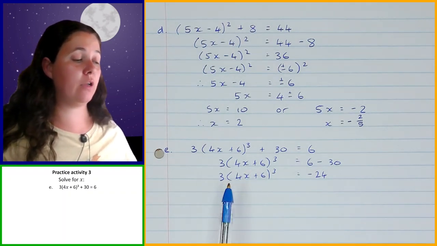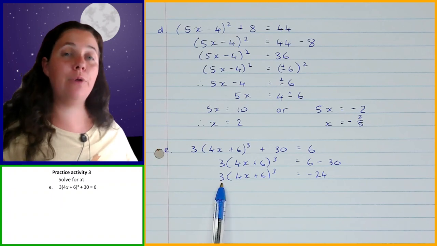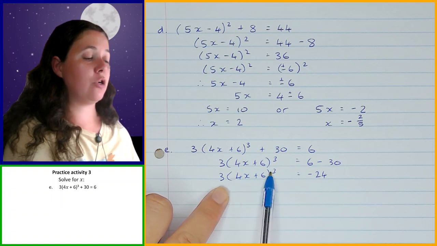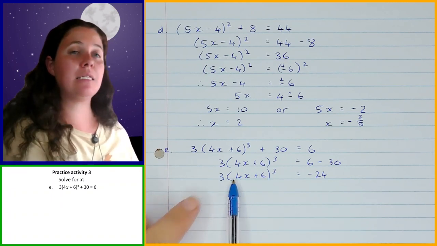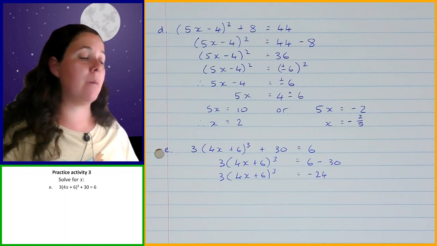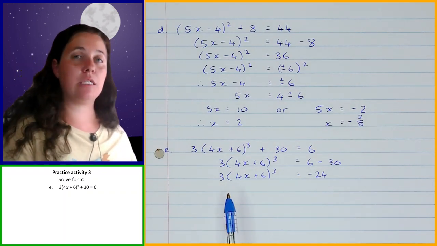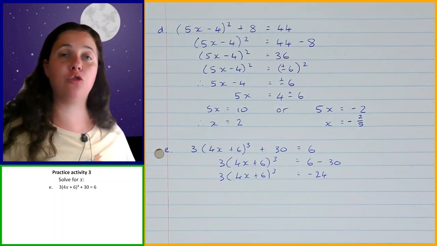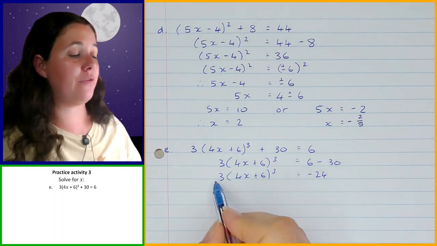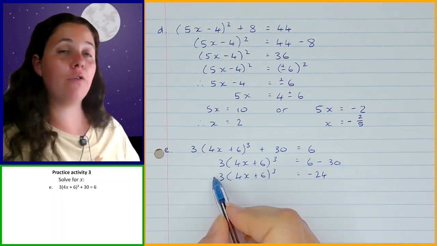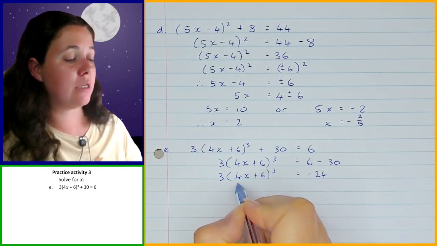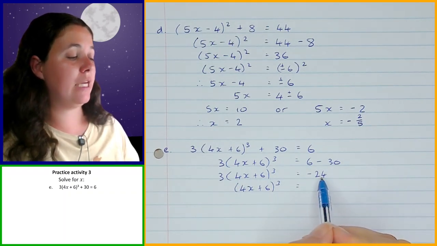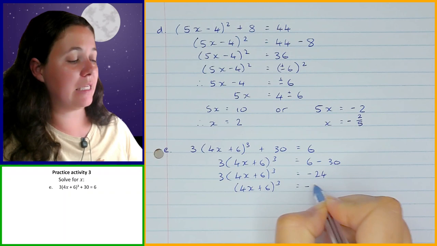But if you look over here, I've got a 3 in front of my brackets. I need to try and get those brackets on their own. How is this 3 attached? It is attached by multiplication. So I've got 3 multiplied by the brackets to the power of 3. So I need to get rid of the 3 by doing the inverse of multiplication, which is division. So I'm going to divide both sides by 3. So I've got (4x plus 6) cubed equals, and dividing negative 24 by 3 gives negative 8.